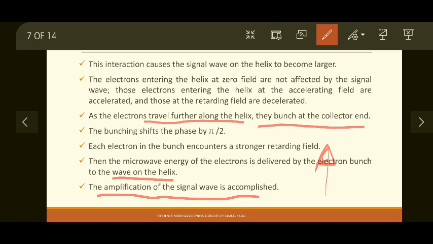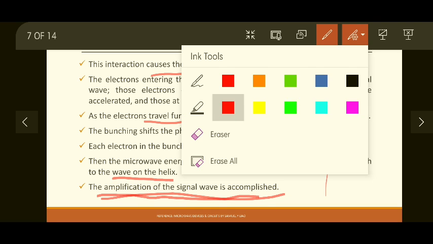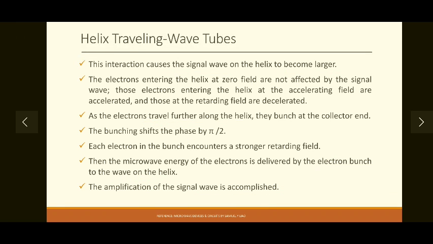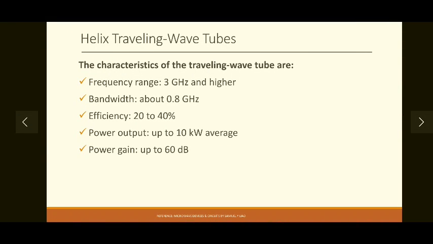Because the electron beam transfers its energy to the electric field generated by the microwave signal, indirectly the microwave signal is affected, and because of that its amplitude gets increased, which means amplification is achieved. So this type of mechanism can be used as an amplifier.